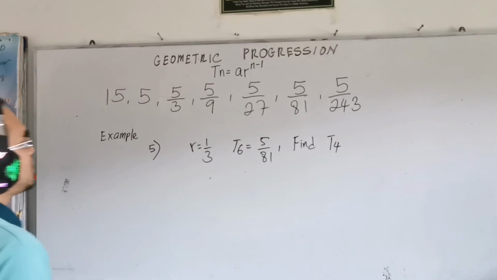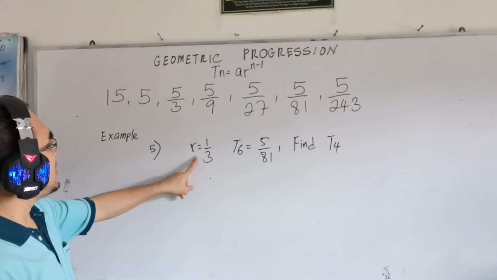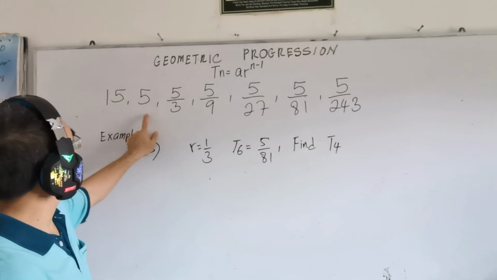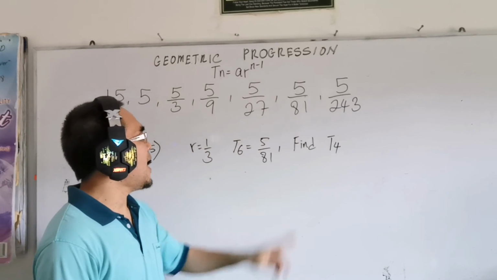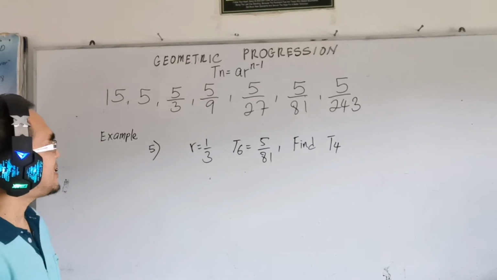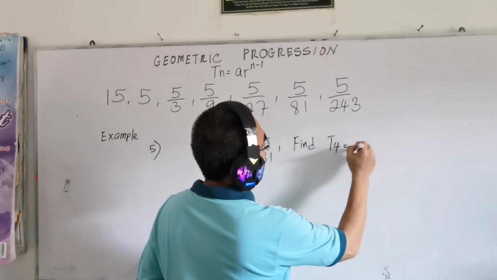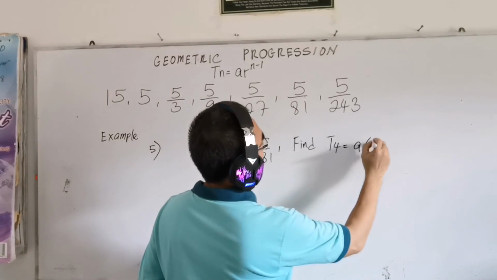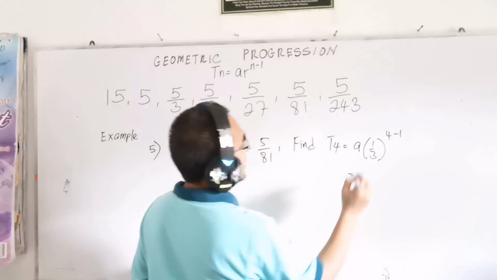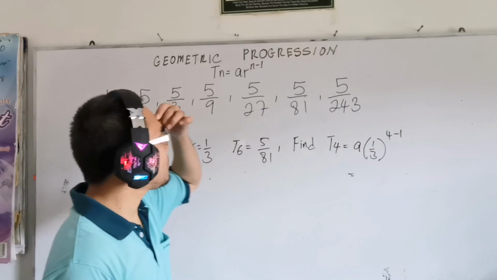This is another hypothetical question. Based on this info, R is 1 over 3, T6 is 5 over 81, 1, 2, 3, 4, 5, 6, and find T4. Okay, so you do not know in this case A. So T4 will be A times 1 over 3 to the power of 4 minus 1. Okay, so until you have got the value of A, you cannot calculate.